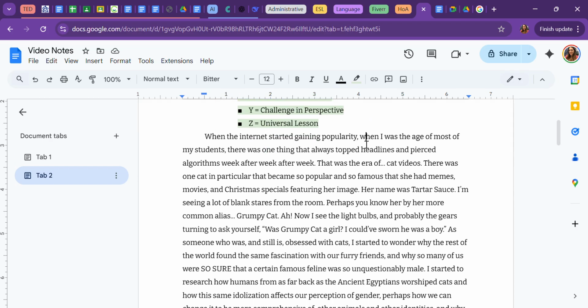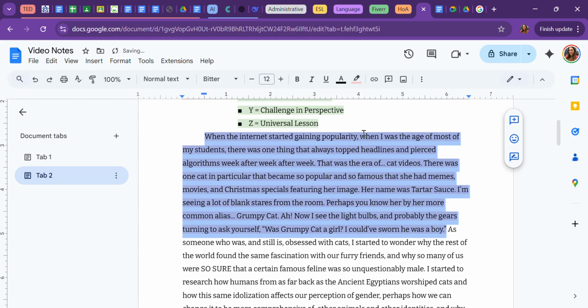So here is the example intro that I have given across my classes. So we're going to start with my hook. When the internet started gaining popularity, when I was the age of most of my students now, there was one thing that always topped headlines and pierced algorithms week after week after week. That was the era of cat videos. There was one cat in particular that became so popular and so famous that she had memes, movies, and even Christmas specials featuring her image. Her name was Tartar Sauce.